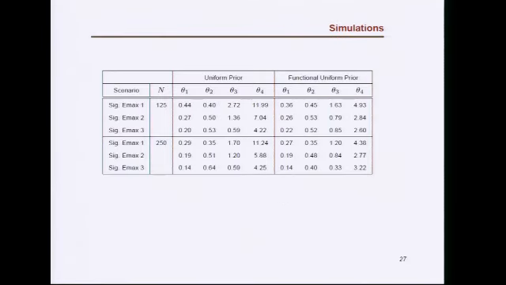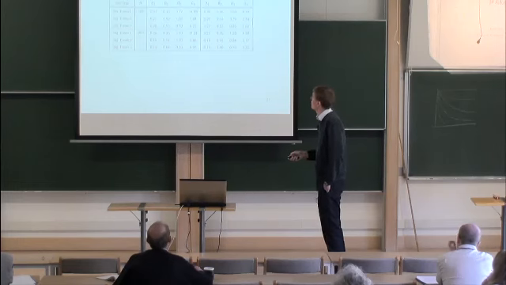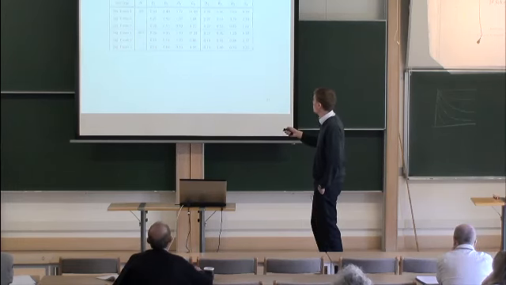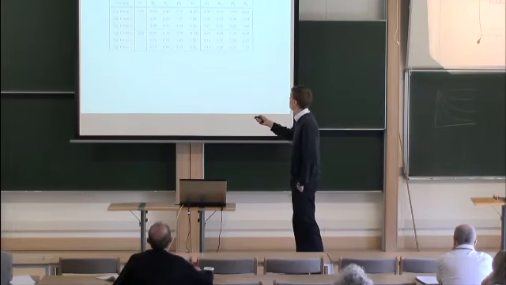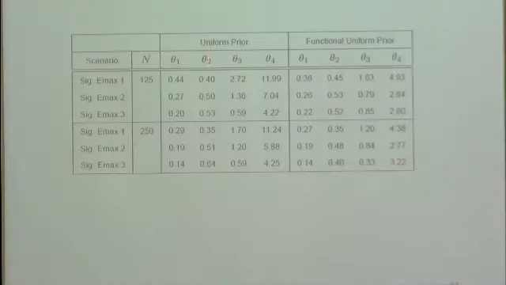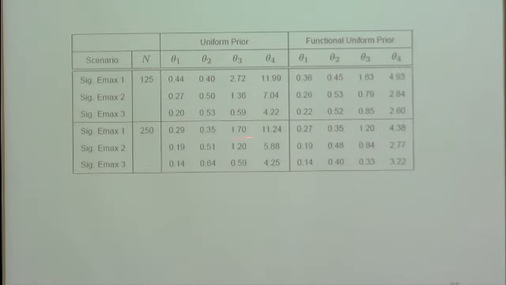And what you see here is the estimation error for the 2 prior distributions, and probably the interesting thing here is that for the linear parameters, so theta 1 and theta 2, you get roughly equal estimation error, but you can see that for the nonlinear parameters, the functional uniform prior leads to a smaller estimation error, which makes sense because the uniform prior actually might be an informative prior distribution on the shape space, leading to a kind of a bias in these parameters.